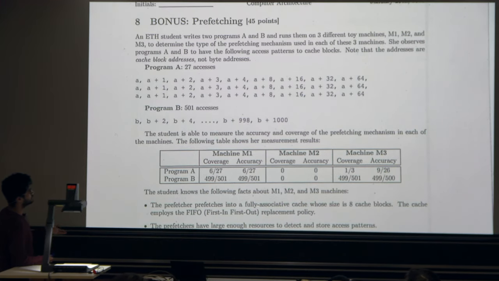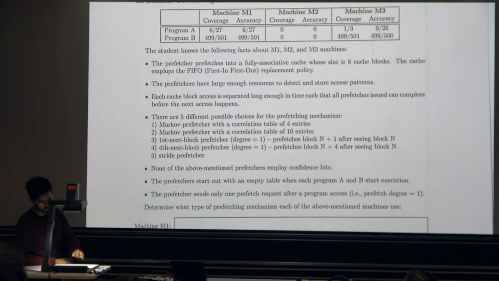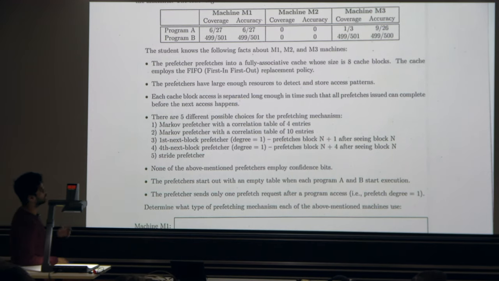And then the student is also able to measure the accuracy and the coverage of the prefetching mechanism in each of the machines, and the coverage and the accuracy for each machine for each program looks like this. Now there is some more information. The prefetcher prefetches into a fully associative cache, which is 8 cache blocks wide, and the prefetchers have large enough resources to detect and store all access patterns. Third, each cache block access is separated long enough in time so that the prefetch issue can complete before the next access happens. So that means there is no problem of timeliness.